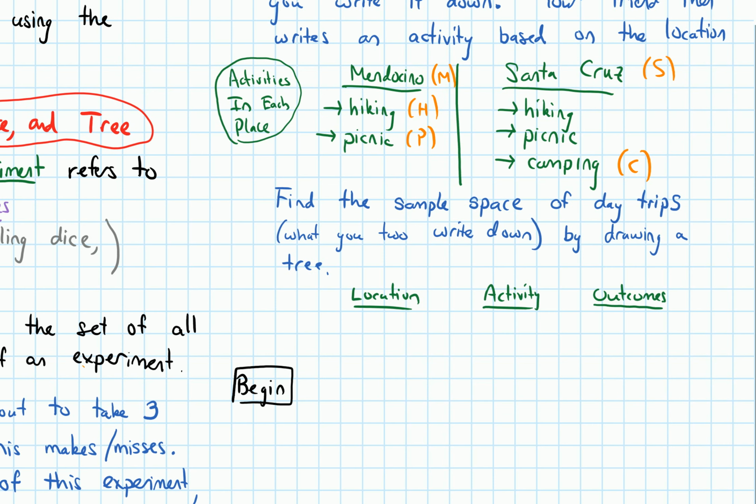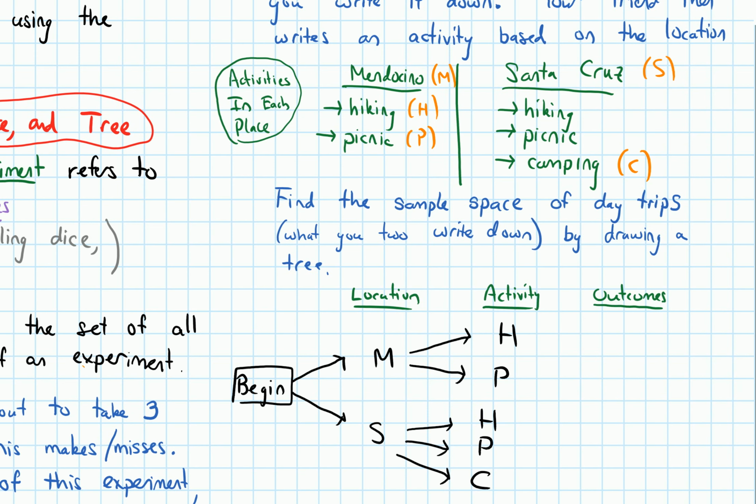All right, so let's start our tree diagram here. So after we begin, we pick a location. So we could pick either Mendocino, which is M, or we could pick Santa Cruz, which is S. And if we happen to pick Mendocino, then we have two choices for the activity. We could either pick hiking, or we could pick picnic. If, on the other hand, we pick Santa Cruz for the location, then our friend has three choices for the activity. They could pick hiking, they could pick picnic, or C for camping. And that is it there.